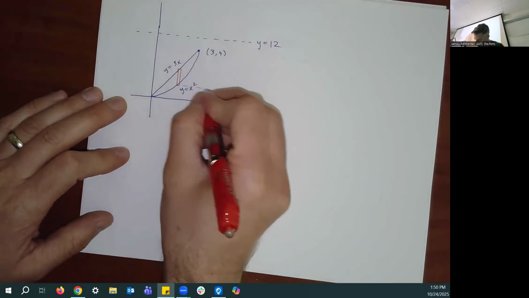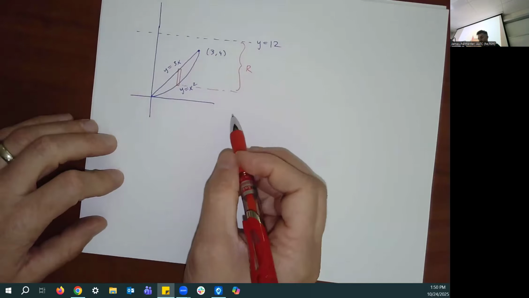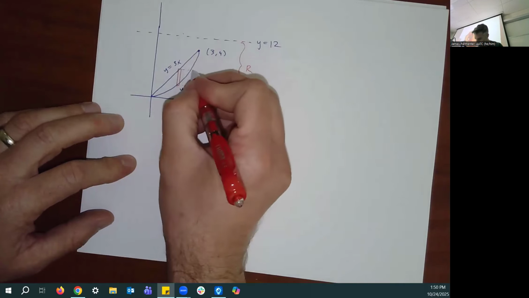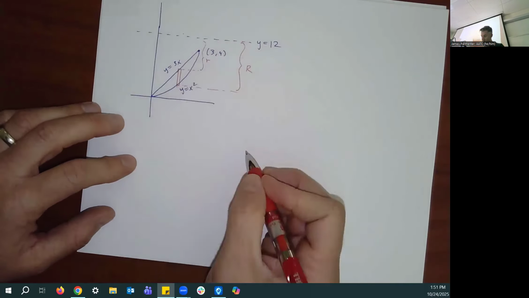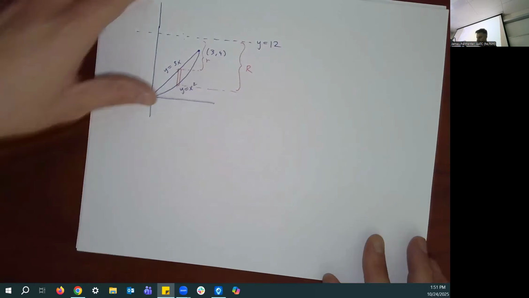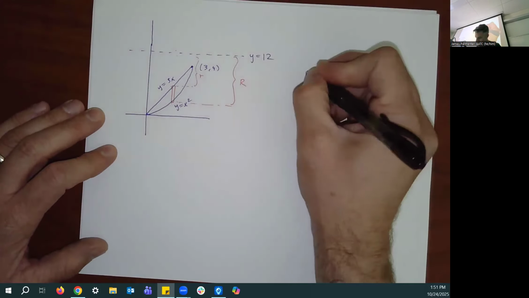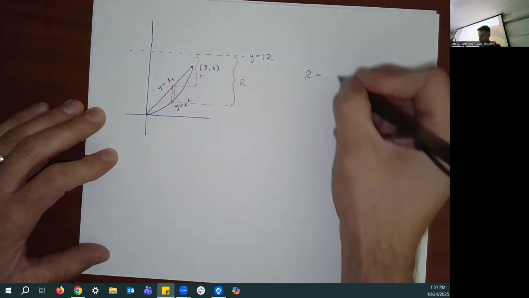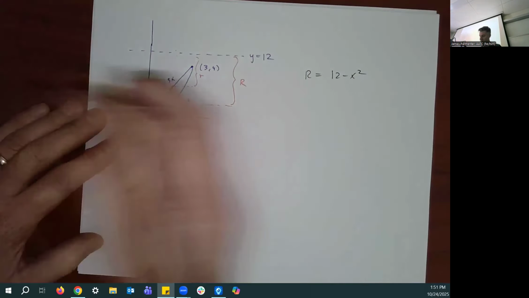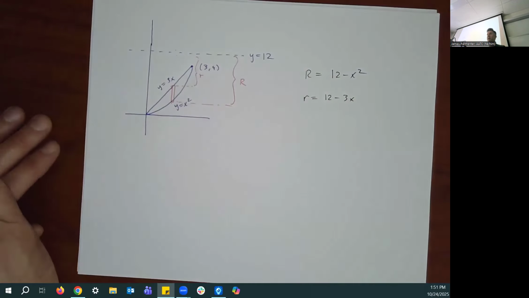So here, there's my larger radius. It's the difference between the further away function and the axis of rotation. And my inner radius is going to be right there, the difference between my closer function and my axis of rotation. So let me write this. My large radius is equal to 12 minus x squared, and my small radius is equal to 12 minus 3x.